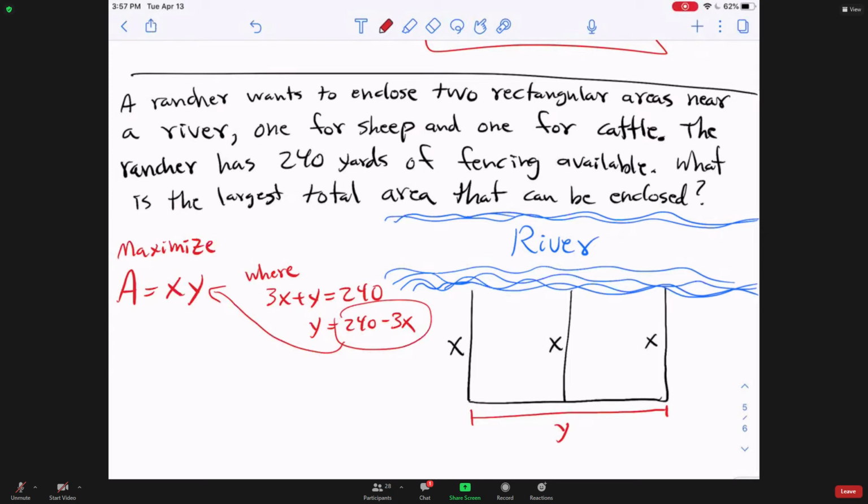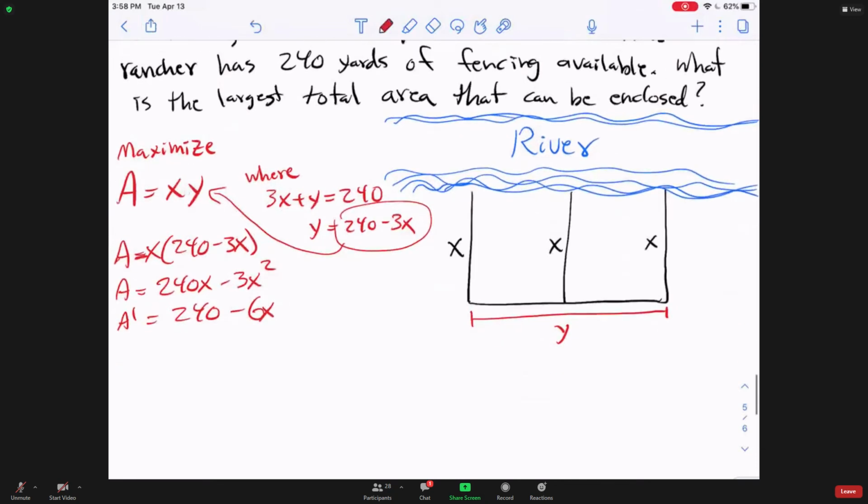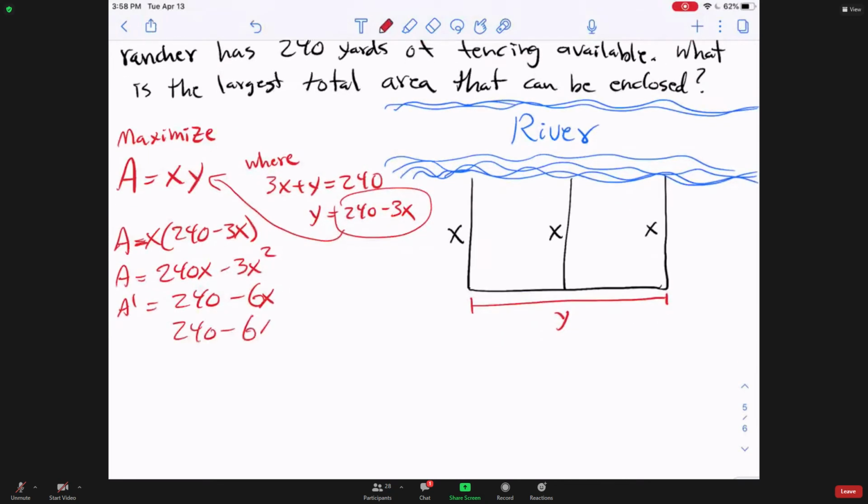Okay, so we got A equals x times 240 minus 3x. So I went ahead and substituted that in for y. Now I'm going to distribute the x just because it's easier to take the derivative like this. Take the derivative, so it's 240 minus 6x. Set the derivative equal to 0. Solve for x. So x equals 40.